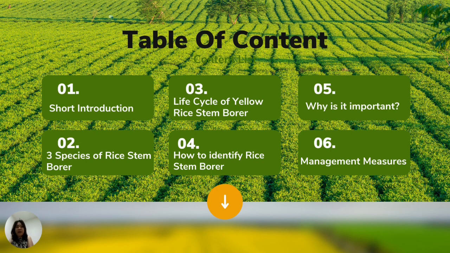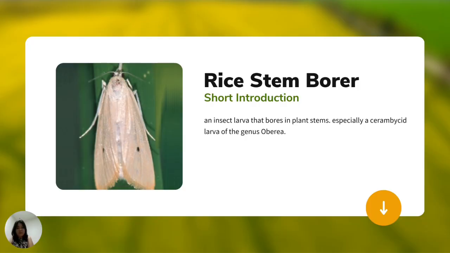Here is the table of contents: short introduction, 3 species of rice stem borer, life cycle of the yellow rice stem borer, how to identify rice stem borer, why it is important, and the management measures.